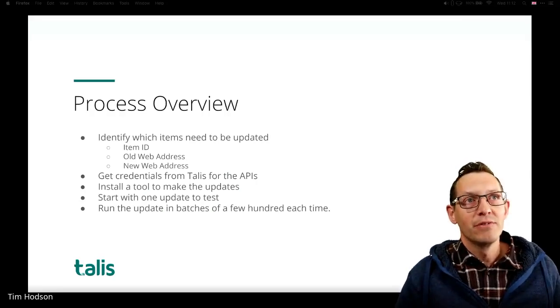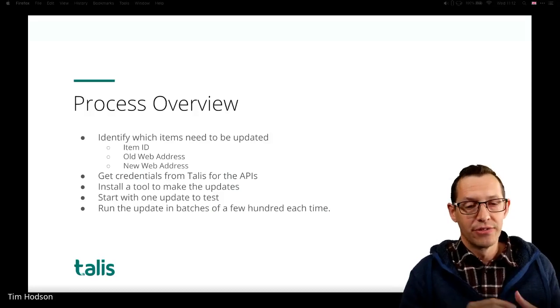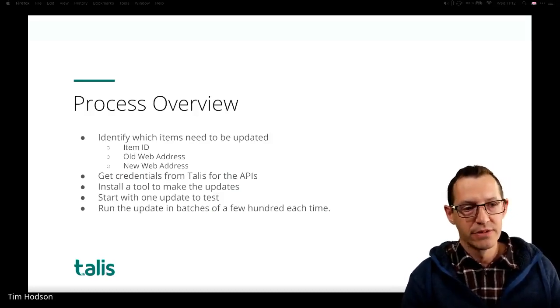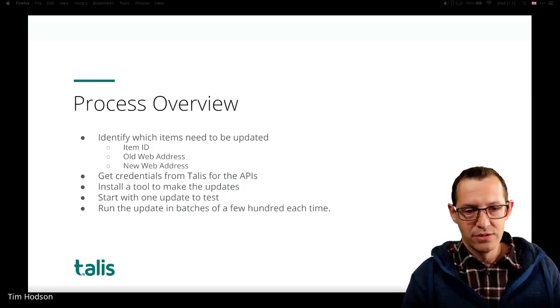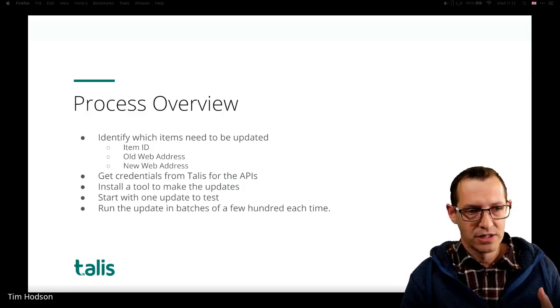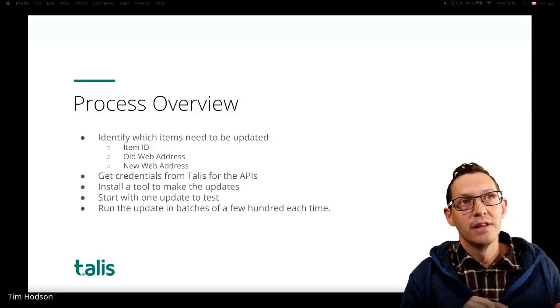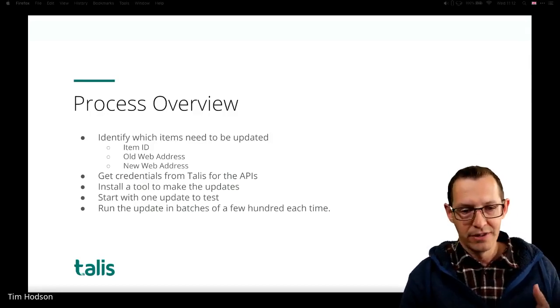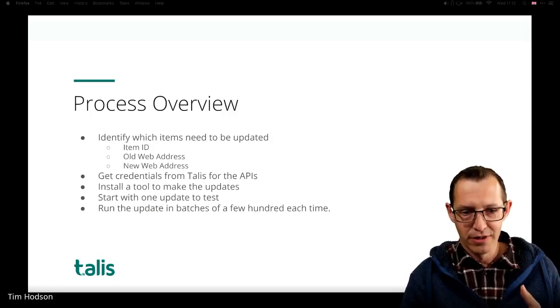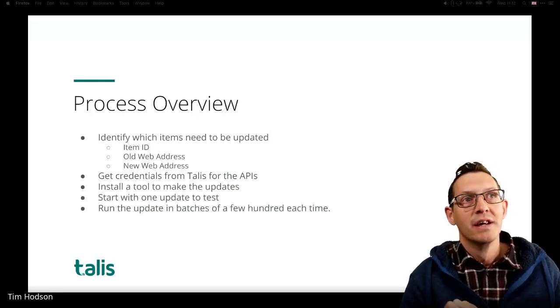In terms of the process, the first stage is to identify the items that need to be updated. Then you'll need to get some credentials from Talis in order to be able to use the APIs. You will not have to do anything other than copy and paste those credentials into the right file when we get to that point in the setup, in the installation. That's all you have to do with them.